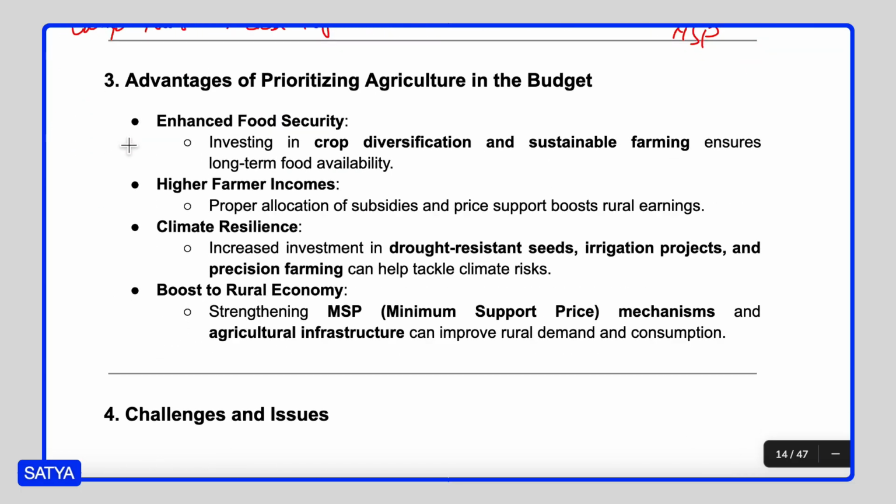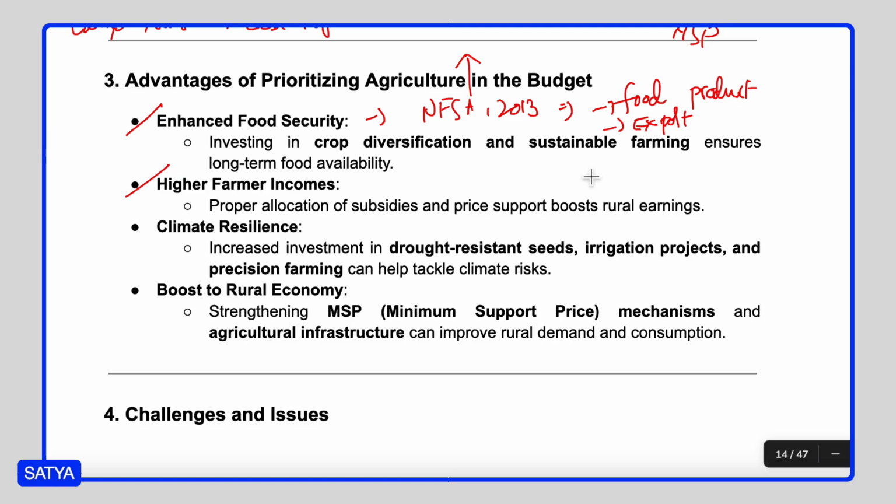Now, why should we give priority to agriculture in the budget? Friends, if you give priority to agriculture, we can enhance our food security. We have the National Food Security Act 2013, and for that, we need more food grain production. Food security will help us, and at the same time, we can also export these food grains by adding some value content. And farmer income rises. We all know farmers in rural areas are migrating to urban areas because of lower earnings in agriculture. That's why they are coming to urban areas and doing construction work and part-time jobs. To overcome that migration problem, we need to give priority to agriculture in budget allocations.